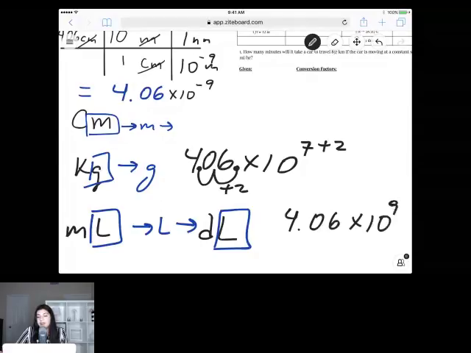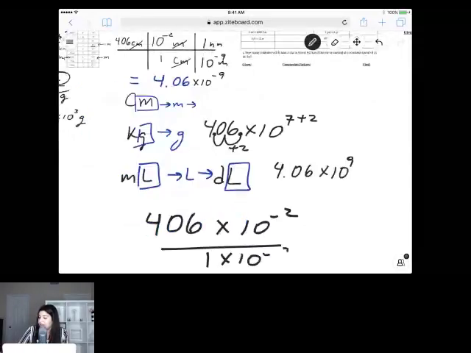If you plug it into your calculator, specifically plugging it in like this, 406 times 10 to the negative second divided by 1 times 10 to the negative ninth, that will give you the exact answer of 4.06 times 10 to the positive ninth. Positive ninth. Okay. Got it. All right. Lovely.